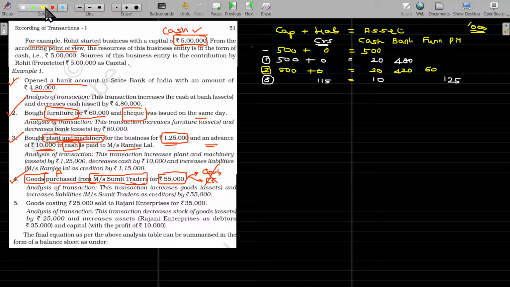Now a new account comes here, which is goods, an asset. Goods is nothing but stock. When I use the term goods, it represents that I am purchasing for selling with a profit. In that case, it is called goods. Otherwise, it will be named by its own name.